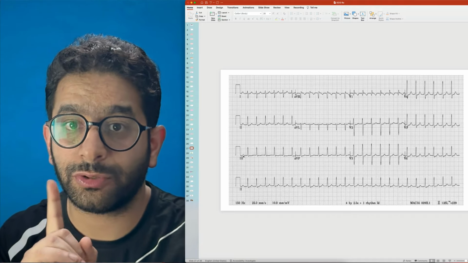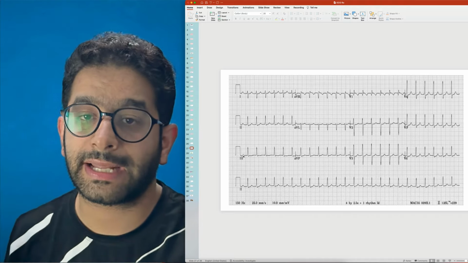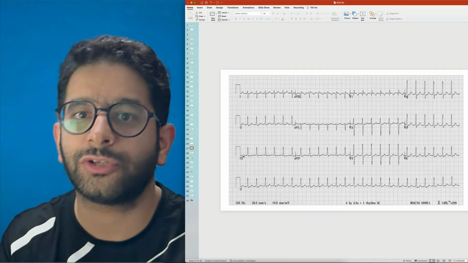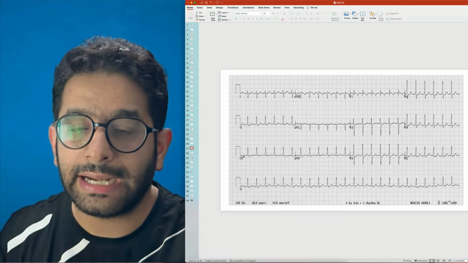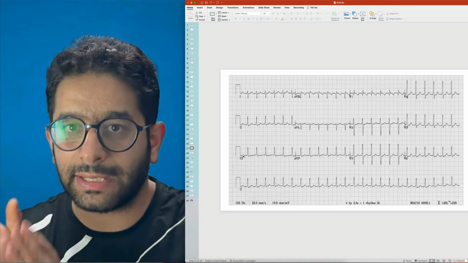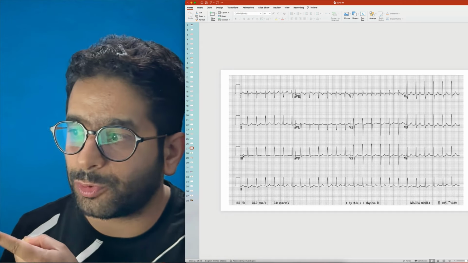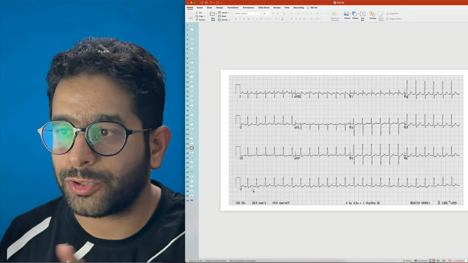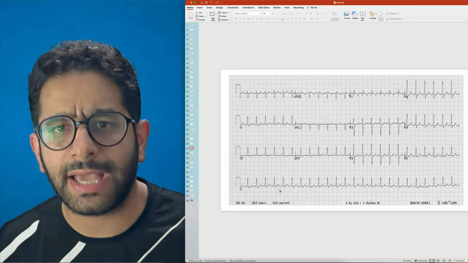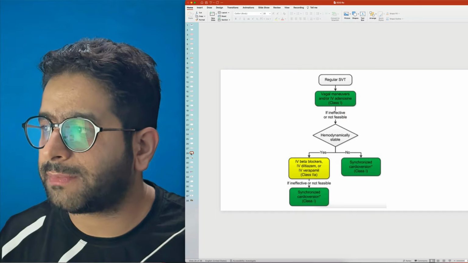Next ECG, I told you, regular narrow complex tachycardia. What's your differential diagnosis? Number one, it is supraventricular tachycardia, an SVT. It could be an AVNRT, it could be AVRT. But the thing is, it is supraventricular tachycardia. Simple thing, a pattern recognition. It is tachycardia, more than 100. It's regular, and the QRS complex is narrow. You're not able to appreciate P waves here. Please, SVT.